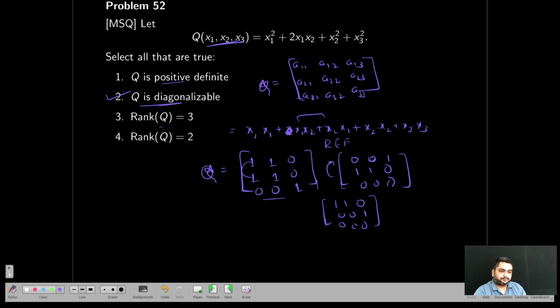That means this is in row echelon form. Now, how many independent rows are there? 2 independent. So rank is 2. Is Q positive definite? So you find the lambda values. It's an upper triangular matrix, so lambda will be the diagonal elements, that is 0, 1. So lambda is greater than or equal to 0. So that is positive semi-definite, not positive definite. So 2 and 4 are the answers.